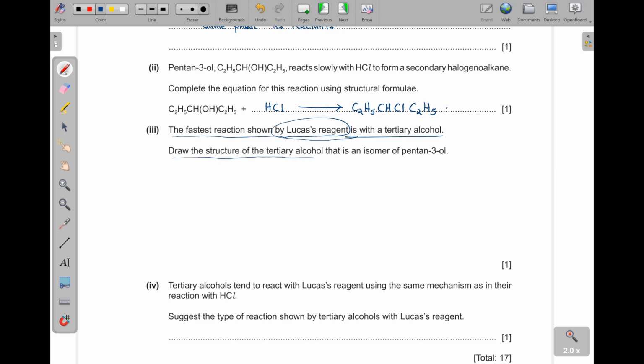Then Roman 3, the fastest reaction shown by Lucas's reagent is with the tertiary alcohol. Draw the structure of the tertiary alcohol that is an isomer of pentan-3-ol. Now, when we check pentan-3-ol, it is CH3, CH2, then C, then here I can have the OH on the third carbon, add a hydrogen here, then here we shall have CH2, CH3.